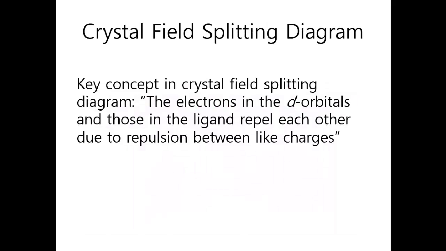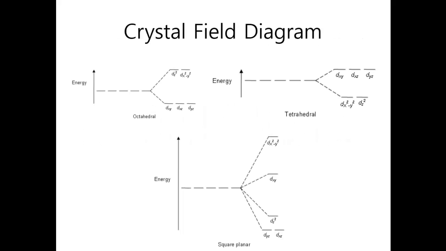Now, let's talk about the crystal field splitting diagram. A key concept in the crystal field splitting diagram is that you have repulsion between the d electrons and the ligand. So the d orbitals that have the least repulsion with the ligand have the most stable energy. And when you determine the oxidation number, you can double check if it is correct by checking whether the sum of the oxidation numbers equals the net charge.